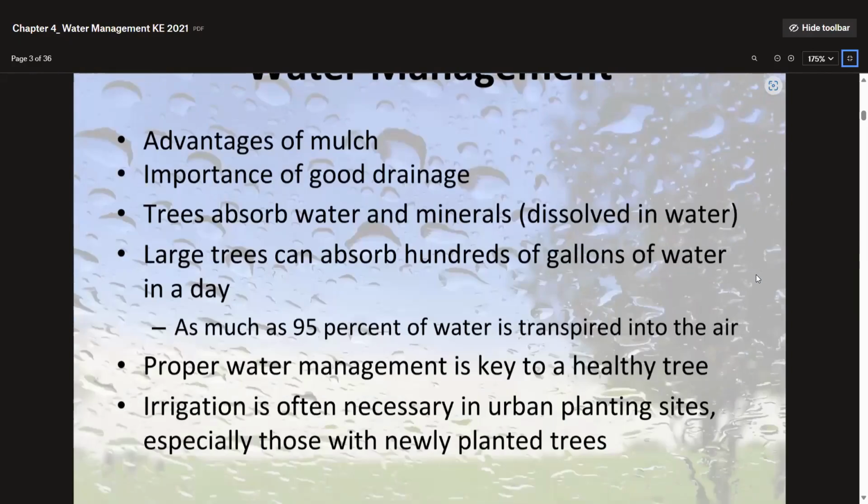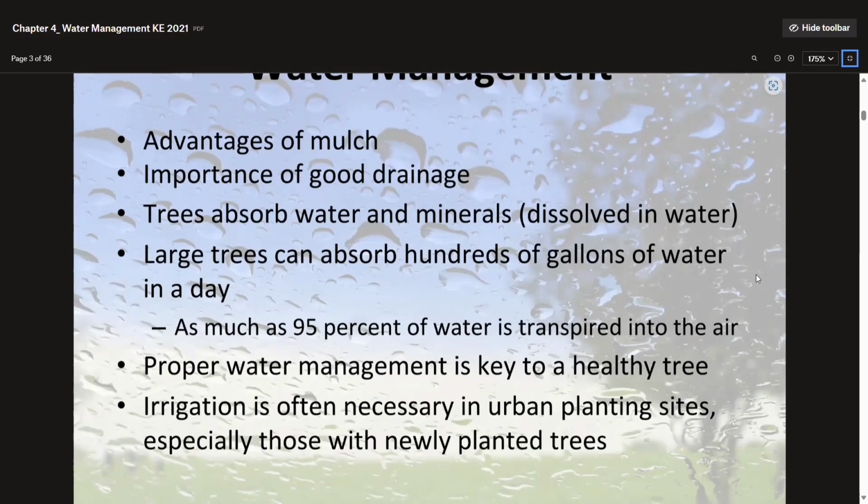We have advantages of mulch and importance of good drainage. Trees absorb water and minerals dissolved in water, right? That's how they get what they need. Large trees can absorb hundreds of gallons of water in a single day. And as much as 95% of water is then transpired into the air by these trees. That helps to cool us, right? That's why it's always cooler under a tree, right, in the summer.